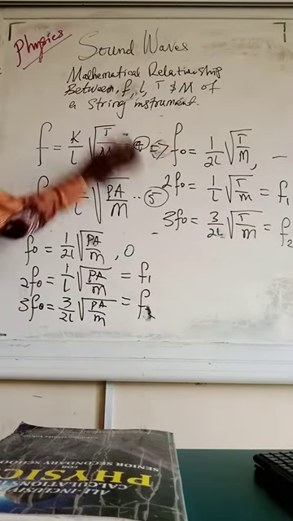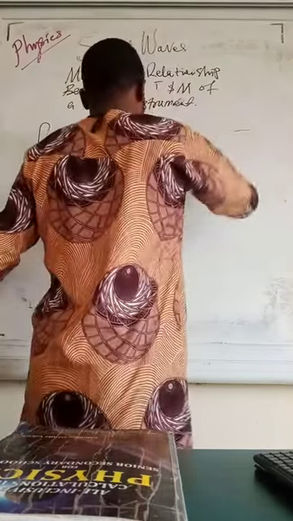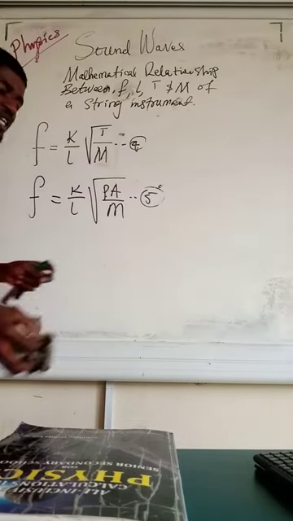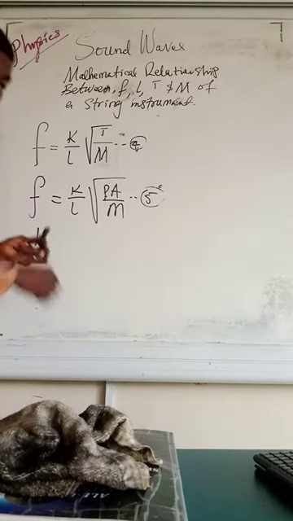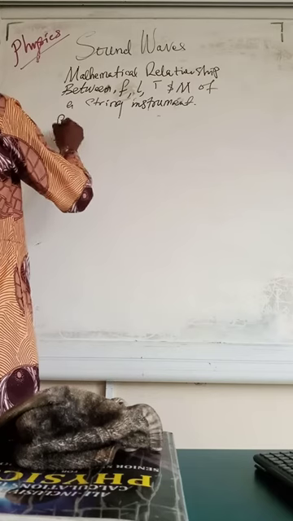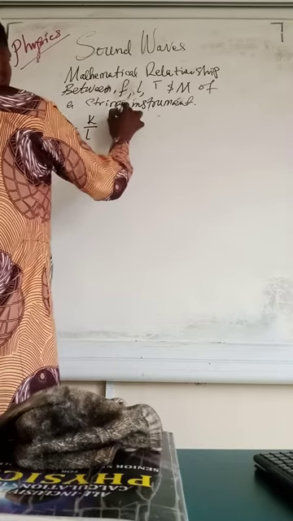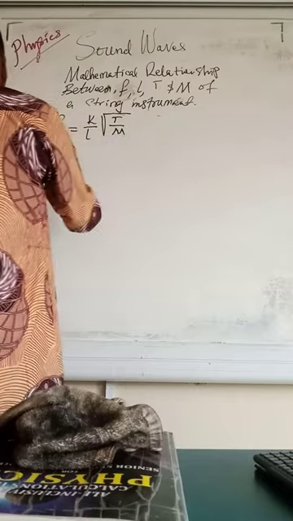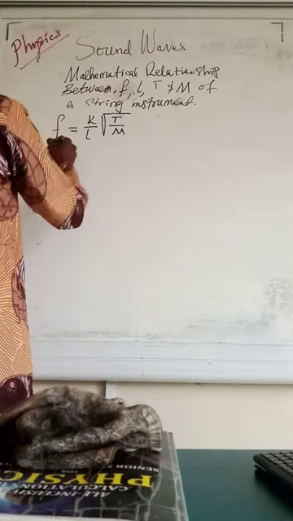Linear density is defined as mass per unit length. In this topic, you will meet some questions where you will be asked to calculate the linear density of a string, given that the tension is that and the mass is that. So let me write this well. We have F is equal to K all over L, the root of T over mass, for strings and open pipes. For strings, and also open pipes.